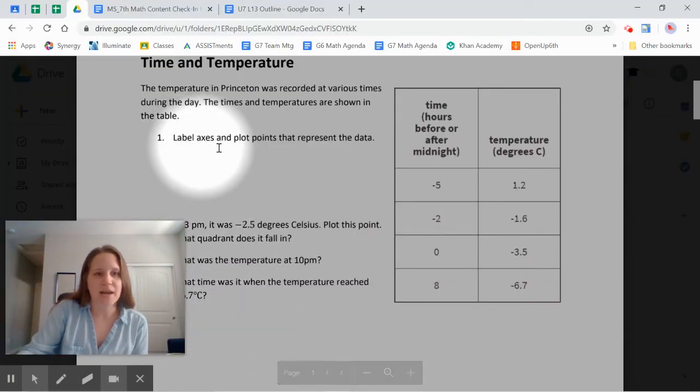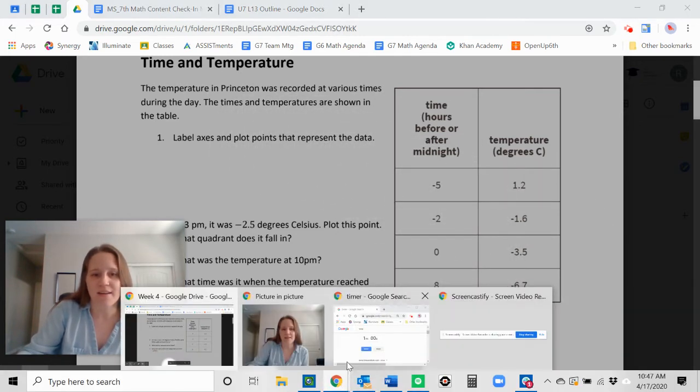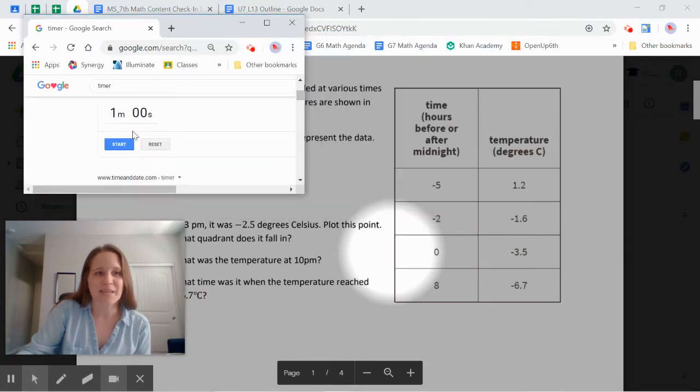It says label axes. Yep. Oh, plot points. We haven't yet plotted points, but we're ready to do that. Go ahead and take 1 minute to plot these points on your coordinate grid. I'll give you a timer to get that done. Time starts now.